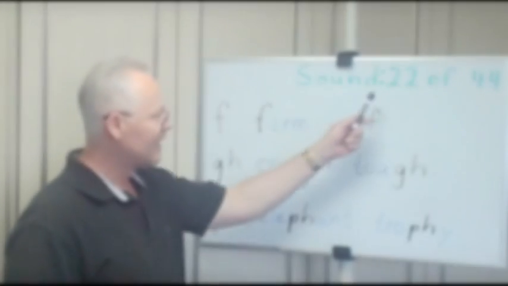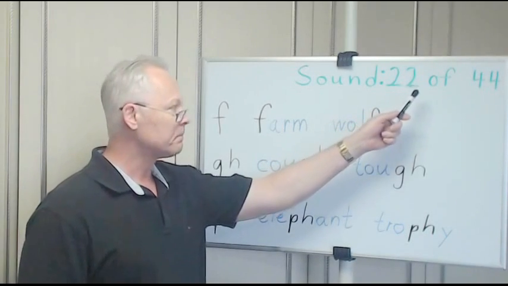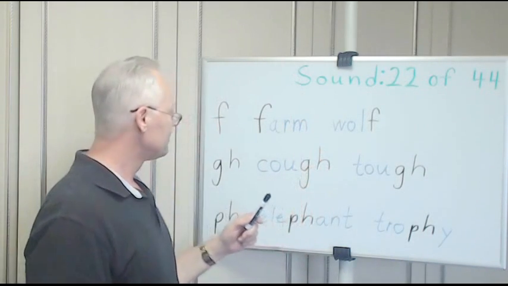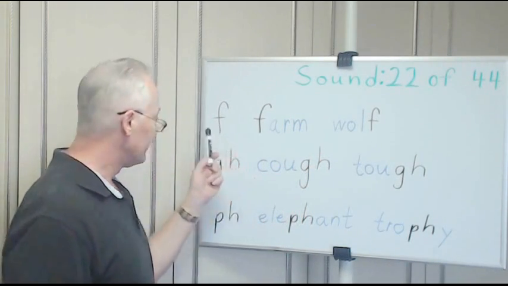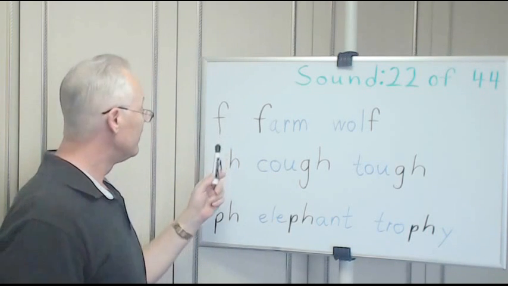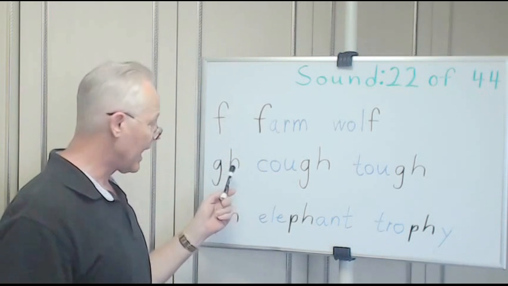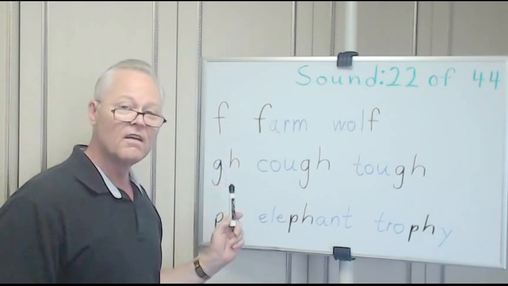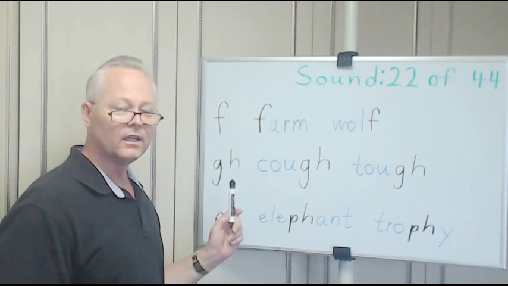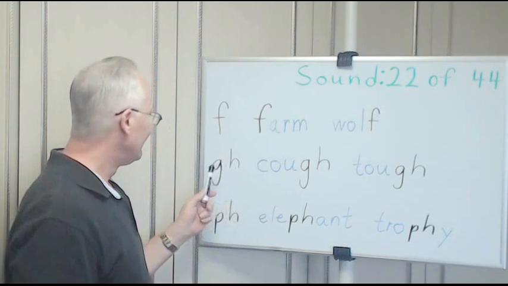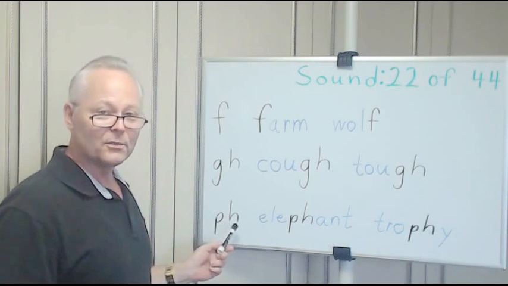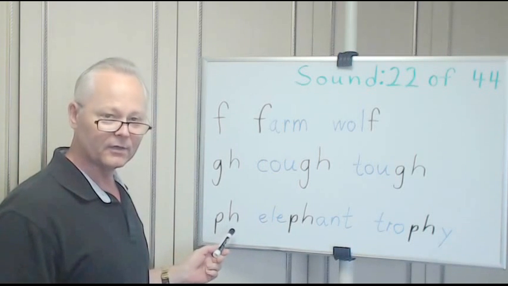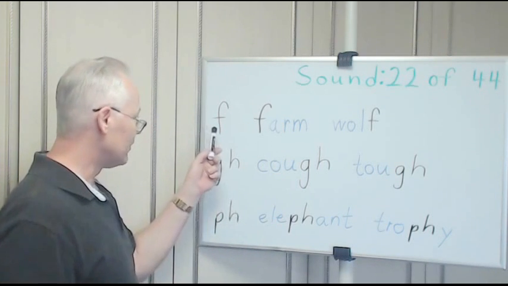Hello. Sound number 22 of the 44 sounds of American English. Here we're looking at the letter F, and the letters GH, how together they can make the same sound as F. And the two letters PH. When combined, they also make the same sound, F. So, let's look at these.